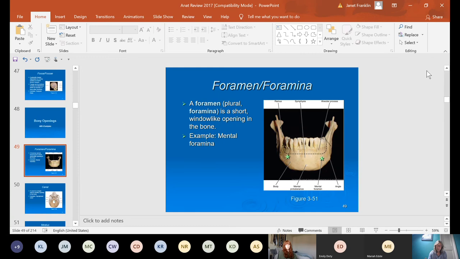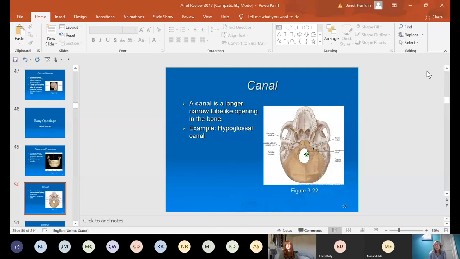A canal is a longer, narrow tube-like opening in the bone. So when you think of a canal, there's usually going to be something running through it. It's going to be either a nerve or a blood vessel or a vein, but it's a hollow tube, like a paper towel roll, and it's going to house things that pass through it. So the hypoglossal canal is where the hypoglossal nerve would run. It runs down the center of that tube.